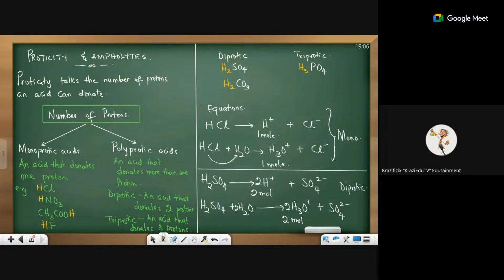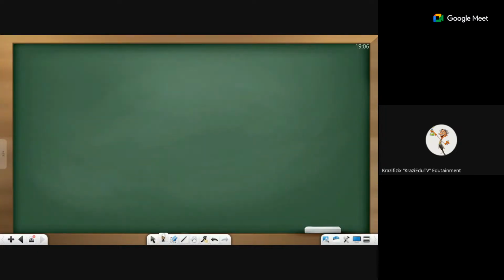Okay, let's move. All right, now, ampholytes. But I want us to investigate something very beautiful. Ampholytes. Let's look at this. H2SO4 plus H2O, and I want this to give me HSO4 minus plus H3O plus.